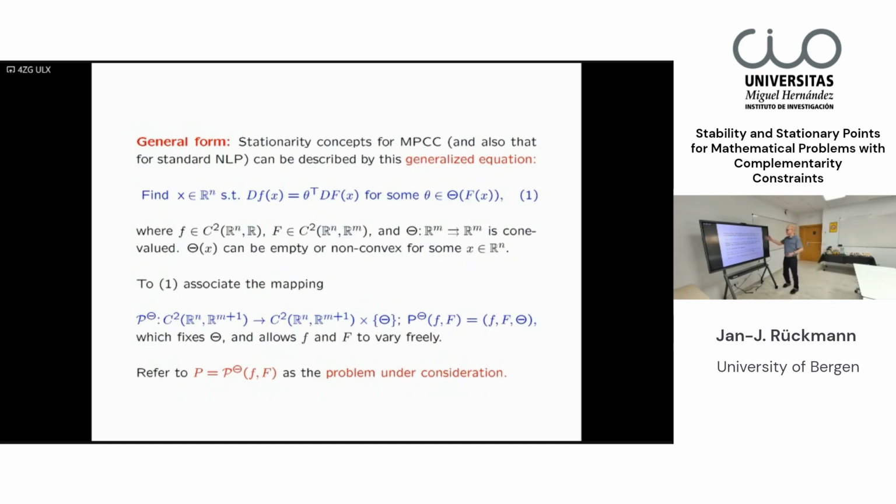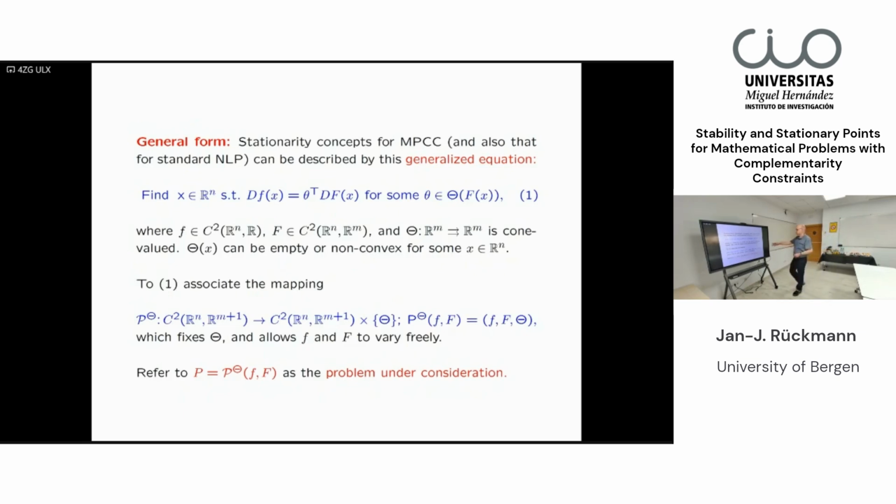So it means instead of minimizing a function and so on, we can say find a point, and this is some kind of like a KKT condition. On the left-hand side, we have the gradient of the objective function. These are the gradients in general of the constraints, and the theta is taken from capital Theta, and this refers to the definition of the stationarity. Different stationarity concepts give us different thetas.